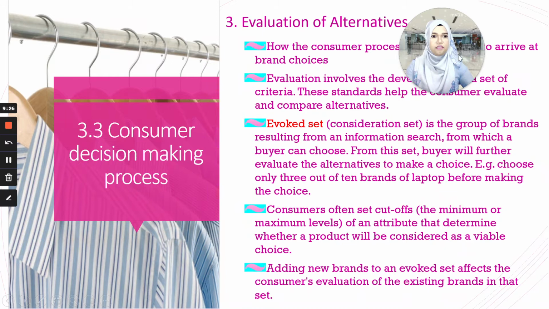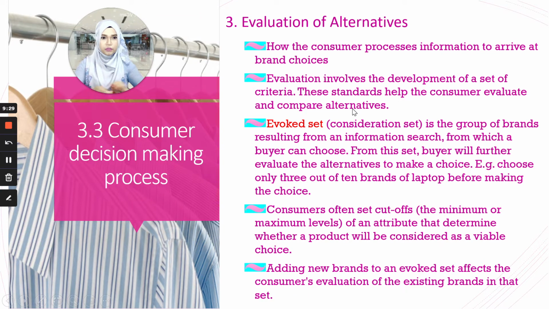Next is the evaluation of alternatives. Now, you have gathered information, yeah, and from that information, perhaps you have a few choices or few options, all right? So this is when the consumer processes information to arrive at brand choices, okay? You know what product you want to buy already, but then there are many brands available in the market, and you do not know which one you want to buy. So evaluation will involve the development of a set of criteria, which these standards will help the consumer evaluate and compare the alternatives. So we come to the very important keyword here, which is an evoked set.